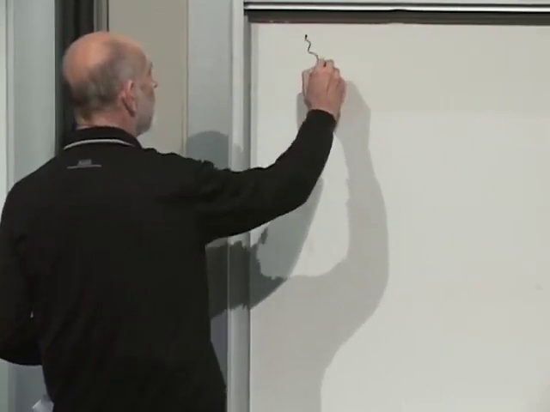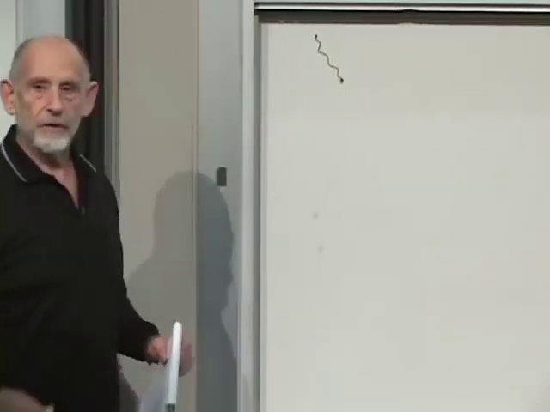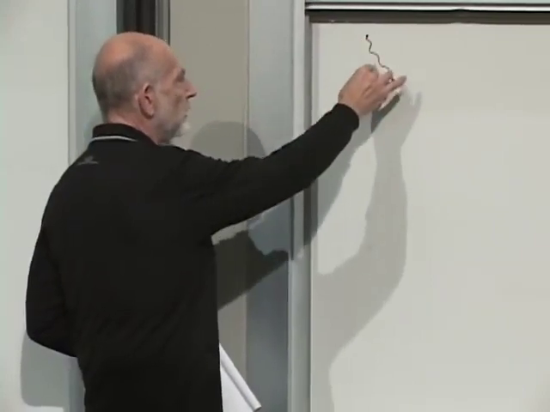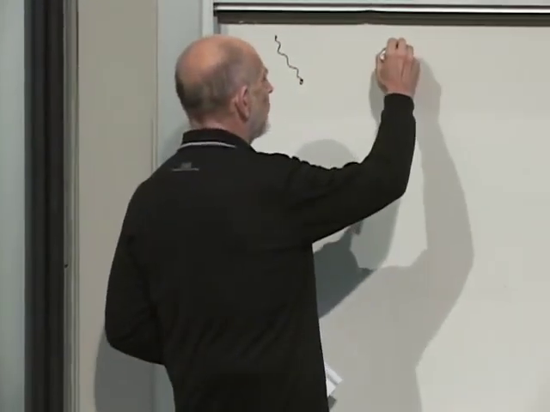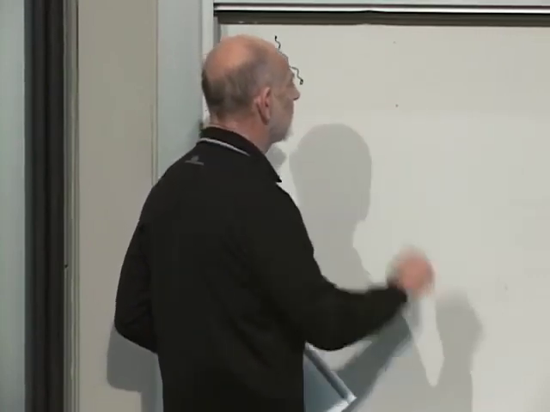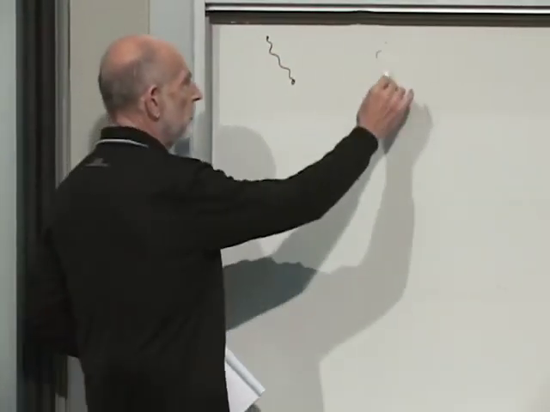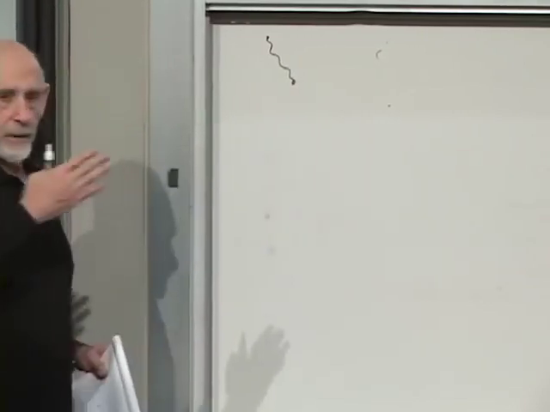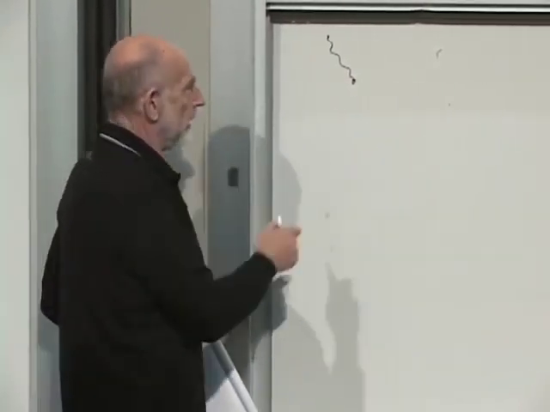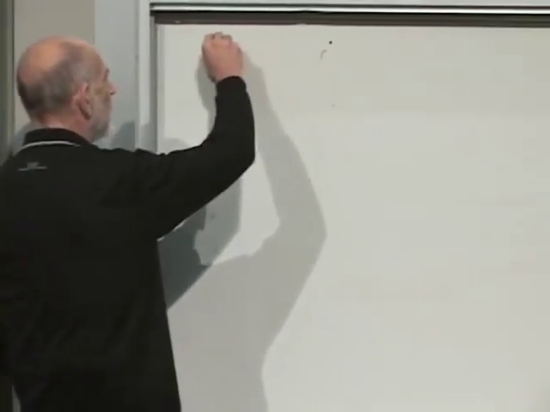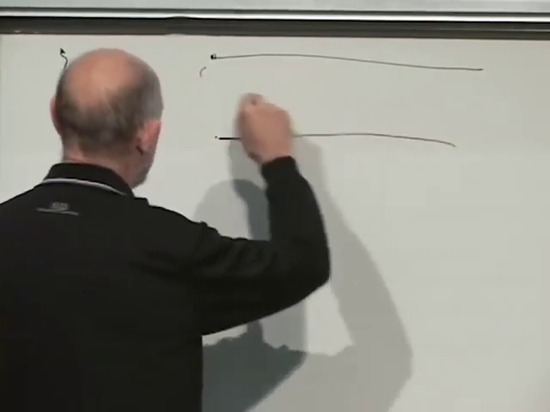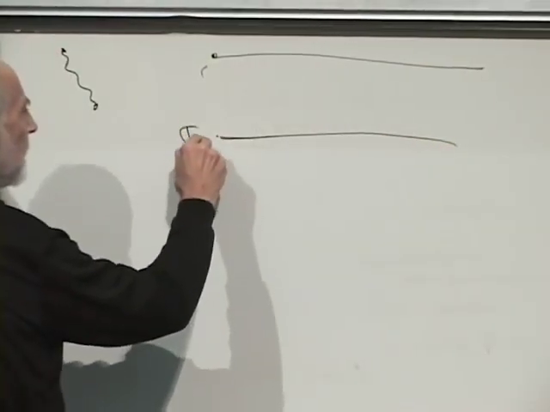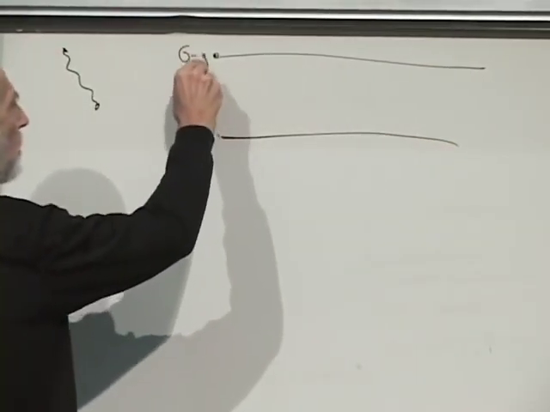All right, here's a string. Now, remember, the string has a coordinate along it, which we called sigma. Let's draw the sigma axis over here, from 0 to pi. And here's the string. But the string propagates in time. Let's draw time horizontally. Here's the end of a string at sigma equals 0, sigma equals pi. These are open strings.